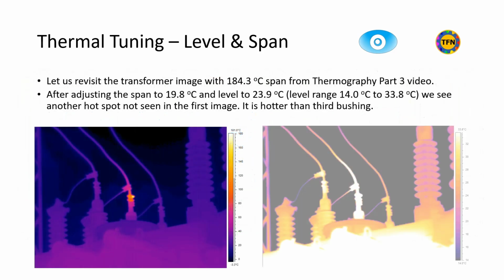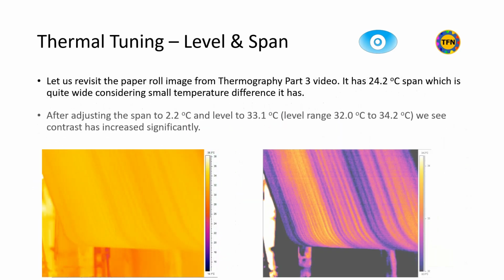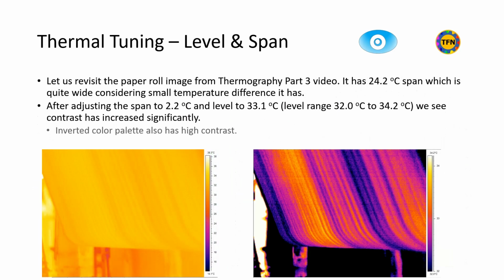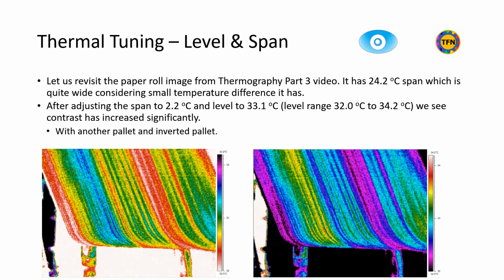It is an example of improved contrast by adjusting level and span. Second hotspot was invisible before the adjustment. Another example of improved contrast after adjusting level and span. Contrast could be improved simply by inverting the color palette in some cases. You may also check with inverted palette or another palette after level and span is adjusted.